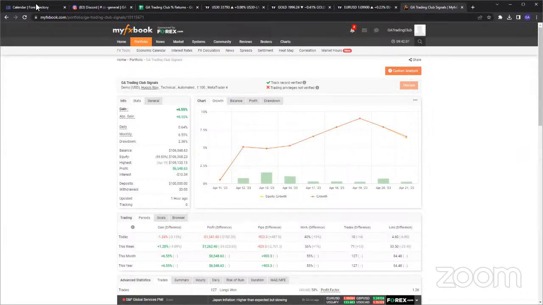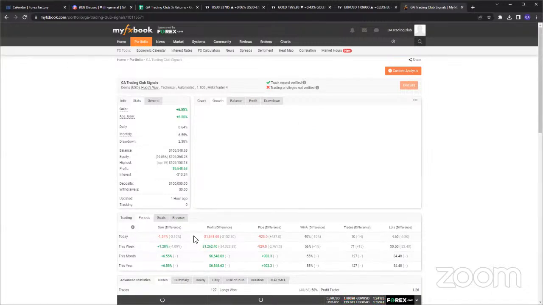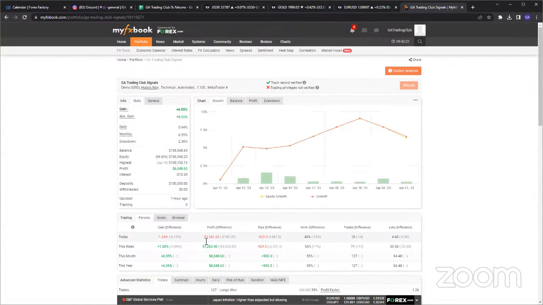If anybody was actually using and being profitable on the 15-minute GJ signals, let me know and I'll turn those back on. But you can see today was also a losing day, even on the NAS, US 30 and gold signals. Again, you're not going to win every day, but the growth curve is still positive, right?